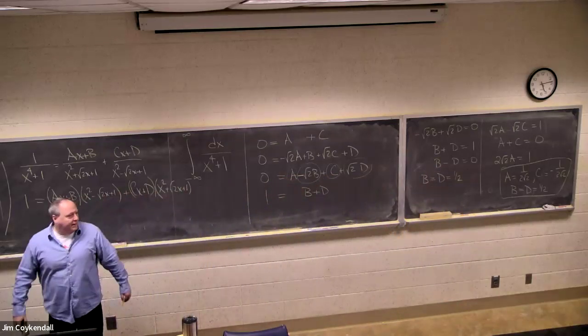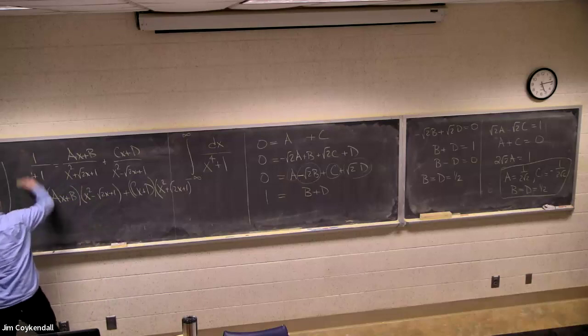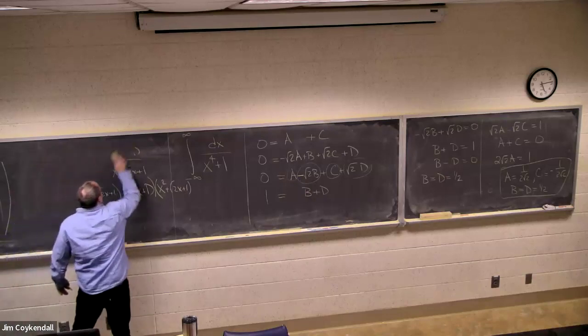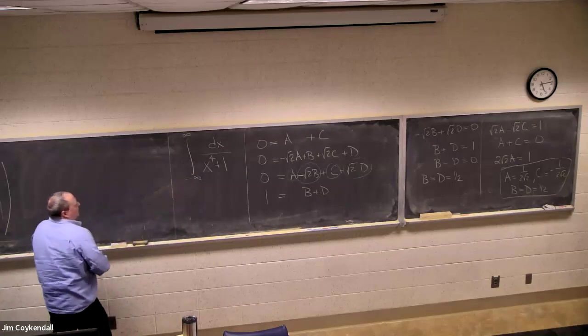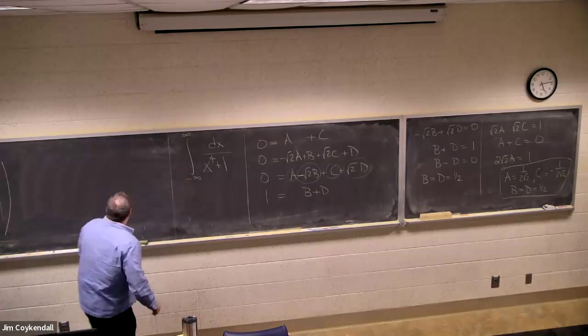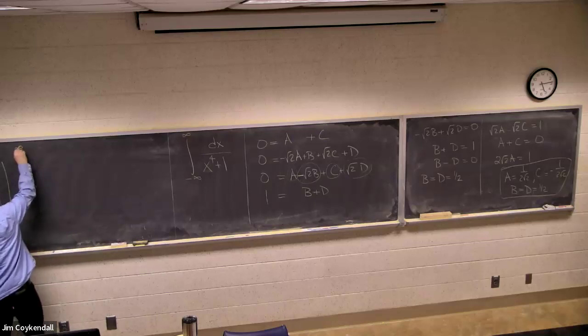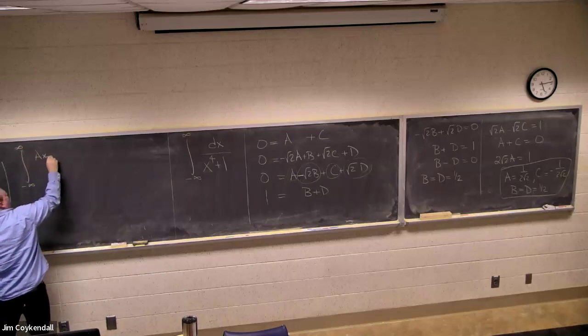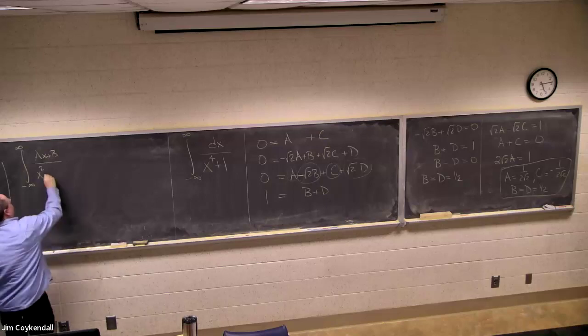Because actually, it's easier to integrate this with the letters than with the numbers, because who cares about the numbers until we need them. So this integral becomes the integral from minus infinity to infinity of ax plus b over x squared. Gosh, I guess I better remember.